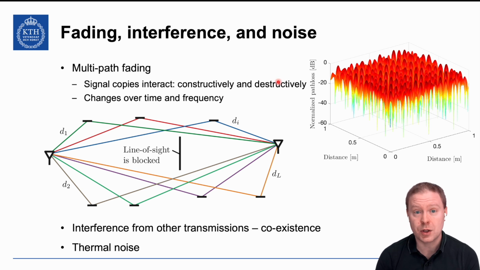So that's why you can make a phone call, or use your device, and just move it a little bit and get worse connectivity. So these are some of the challenges that we are having. And the fading is changing with time and frequency, for example.